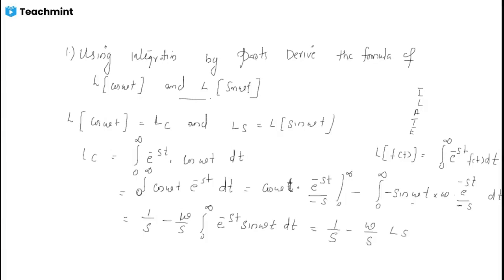LS is, what is that one? Integral 0 to infinity e raised to minus st sin omega t dt. What is LS? This one. So this is the form of e raised to minus st. Maybe this type of derivation they will ask at the time, using integration by parts method. Yes. Then next one, LS.